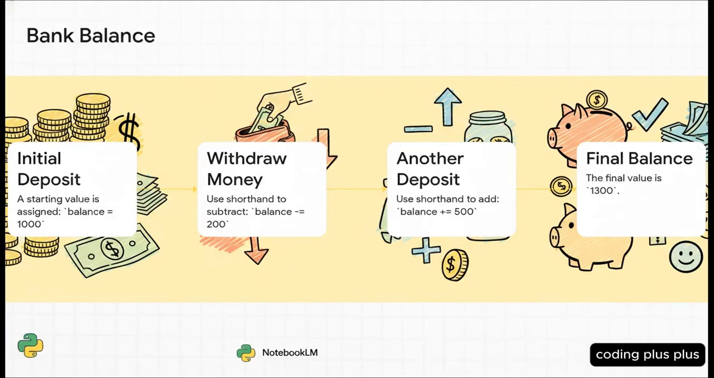So let's say we start with a balance of 1,000. Then we make a withdrawal of 200. Using our cool shorthand, we just write balance minus equals 200. That updates our balance to 800. Then we get a new deposit of 500, so we use balance plus equals 500. And our final balance when we print it is 1,300. See how clean and easy to read that is?